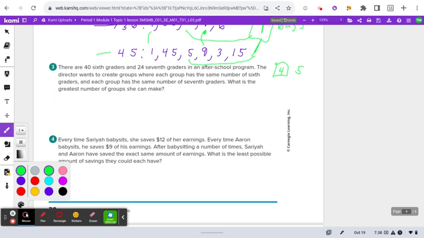Then for number 3, 40 sixth graders and 24 seventh graders, and you are dividing them into teams. So now there's different ways that you can do this, and this is also a thinking problem as well about making groups or teams if you're doing some type of activity. So let's once again list these factors of 24 and 40.